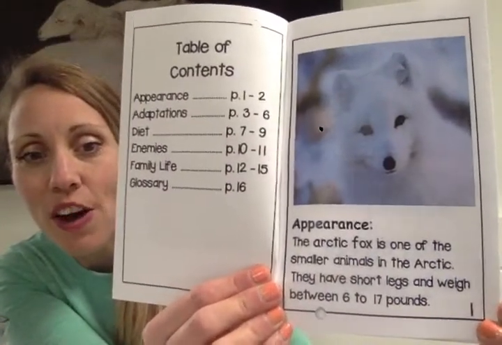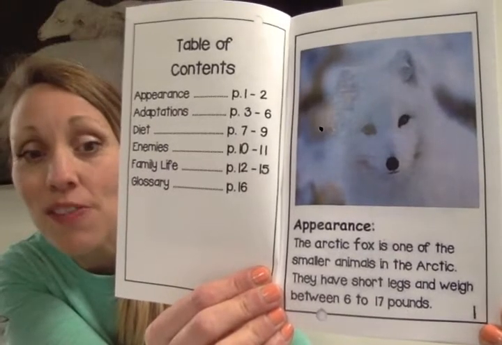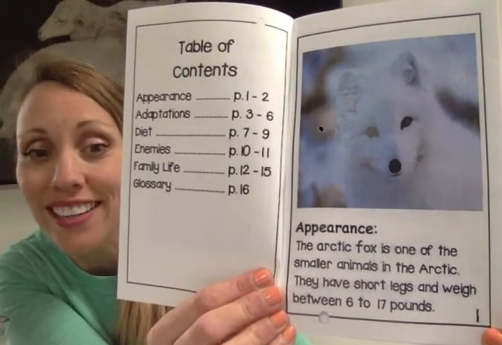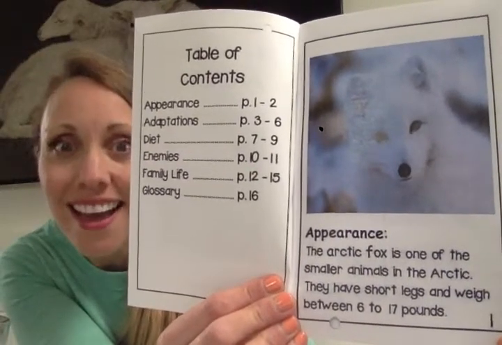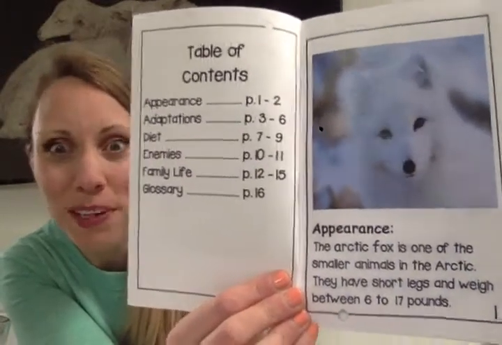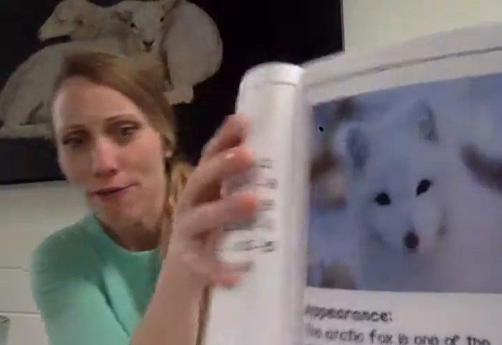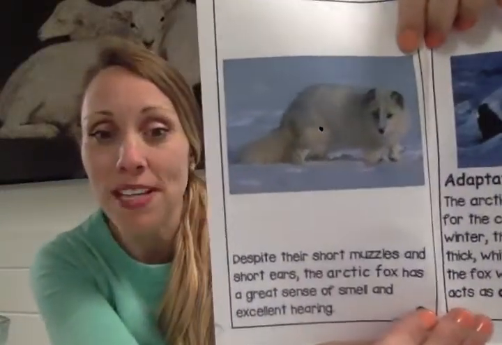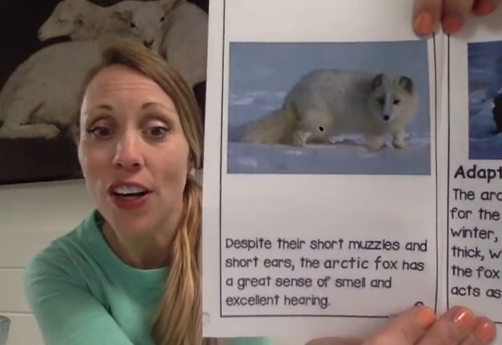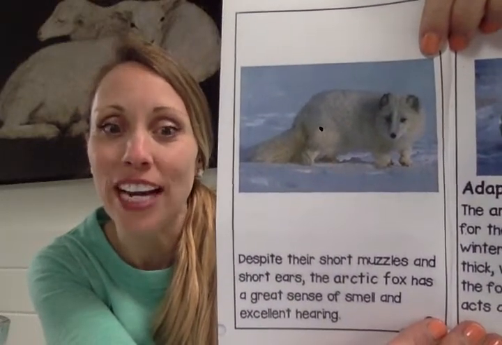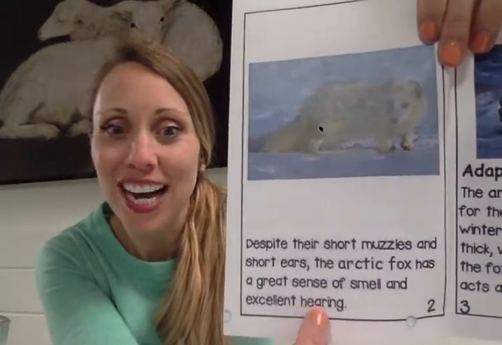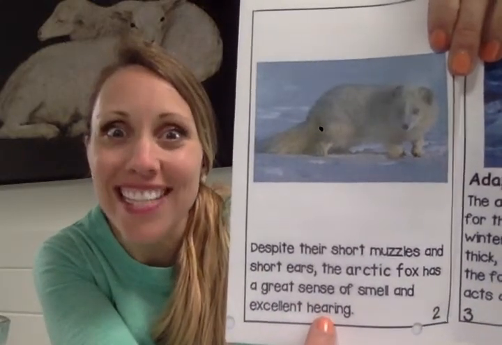Appearance. The Arctic fox is one of the smaller animals in the Arctic. They have short legs and weigh between 6 and 17 pounds. So they're pretty small. Wow. Look at that face. Despite their short muzzles and short ears, the Arctic fox has a great sense of smell and excellent hearing. Oh, I missed one. I see an EA vowel team right there.